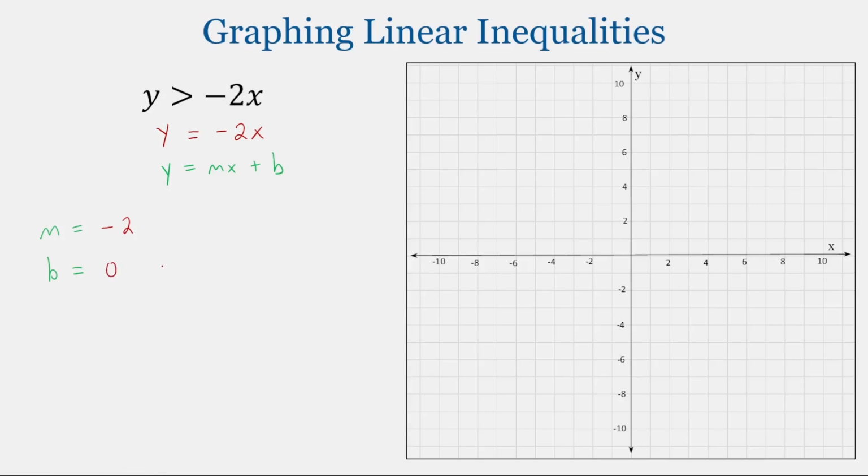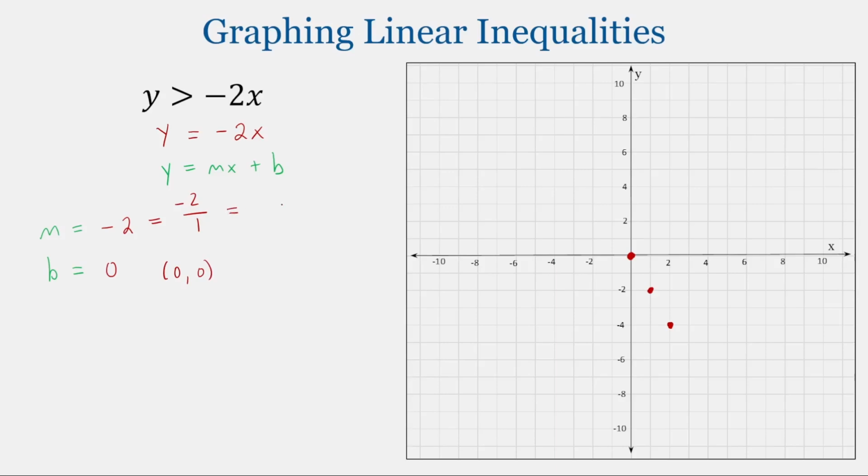So with a y-intercept of 0, we have the ordered pair 0, 0. So that is our origin, and that'll be our starting point for graphing this line. Then we have a slope of negative 2. So we can write this as negative 2 over 1. Again, this is rise over run. So a negative rise, that means we're going to go down 2. And then a positive 1, we're going to run to the right 1. So down 2 to the right 1.